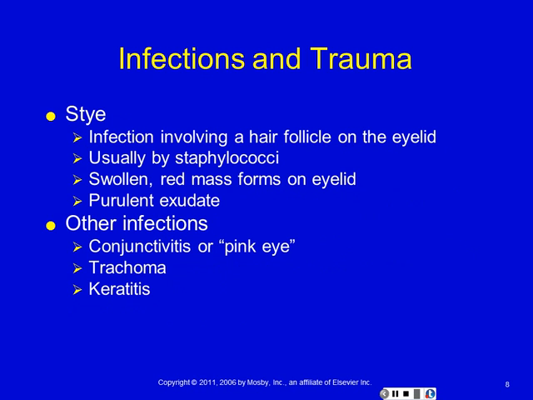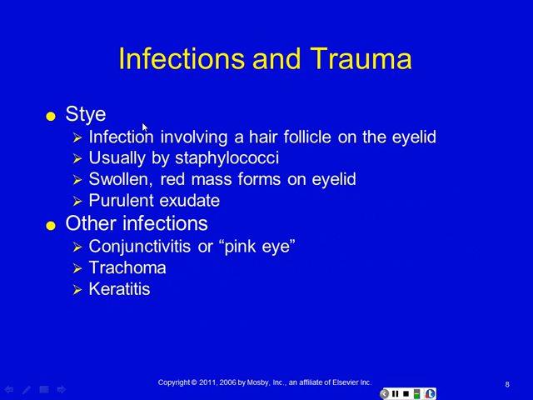Some very common infections. Eye infections and eyelid infections are relatively common. Those of us that have kids have probably all seen at least one pink eye by the time our kids are 6 or 7 years old. And it's because conjunctivitis is one of the most common infections that occur in children. So that's one type of eye infection.